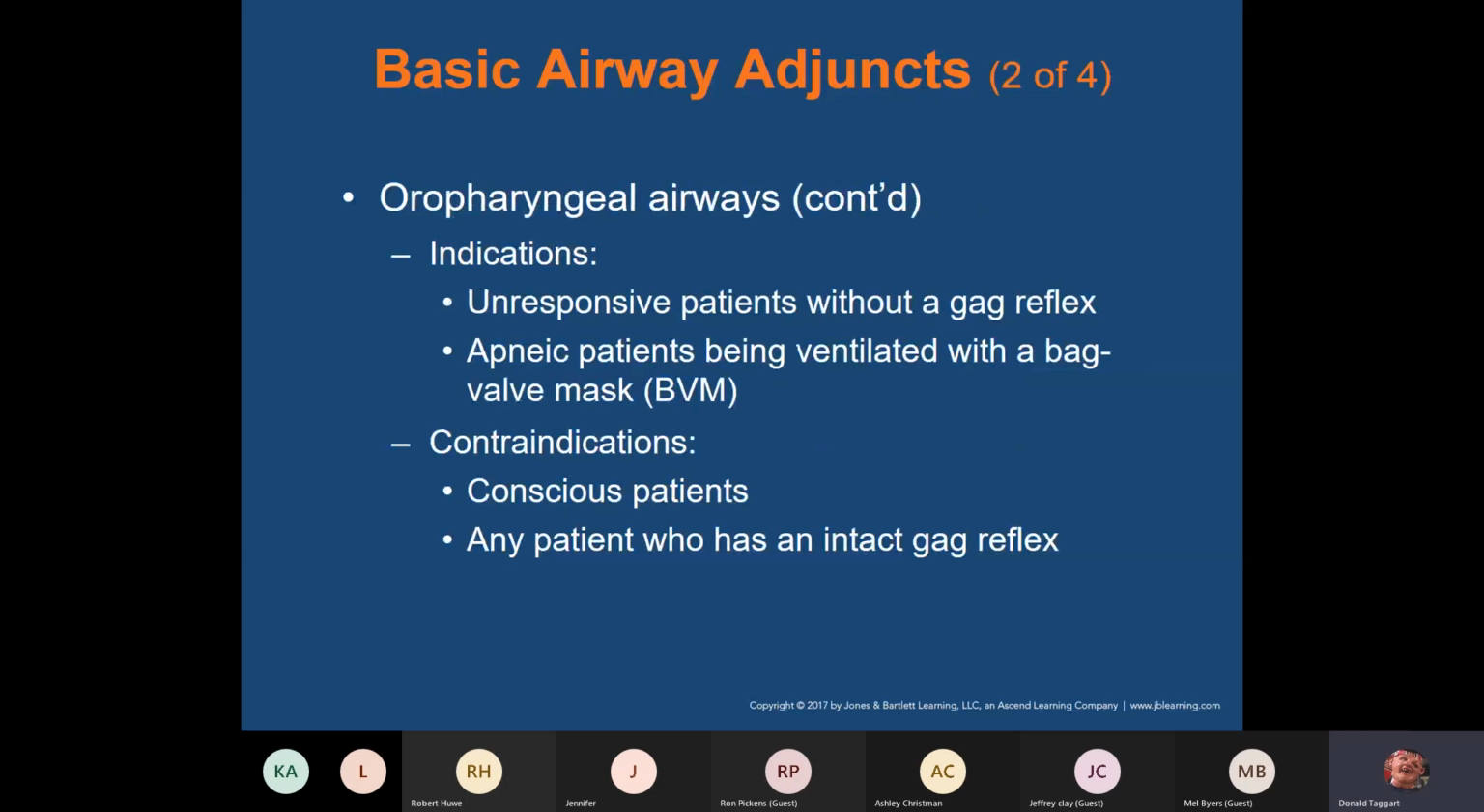So it does not work in people who are conscious or have a gag reflex, because it hits that gag reflex and you're going to cause them to puke. So OPA is only for unconscious patients. You guys probably want to highlight that or write it down. OPA is only for patients without a gag reflex. Does your book have pictures of these?